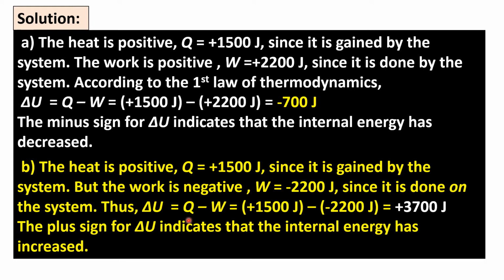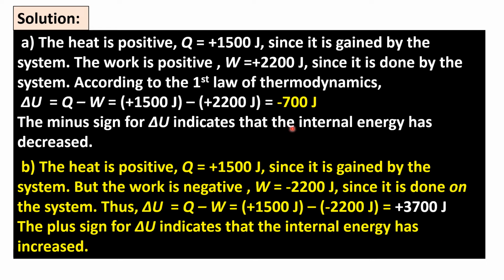So, getting the delta U, we have Q minus W, or when you substitute positive 1,500 joules for the value of Q, minus negative 2,200 joules for the work done on the system. And this gives us a delta U equal to positive 3,700 joules. Once again, the meaning of positive delta U is that its internal energy has been increased by as large as 3,700 joules. So if you notice, in letter A compared to letter B, the system has decreased its internal energy, while in letter B, the system has gained or increased its internal energy.